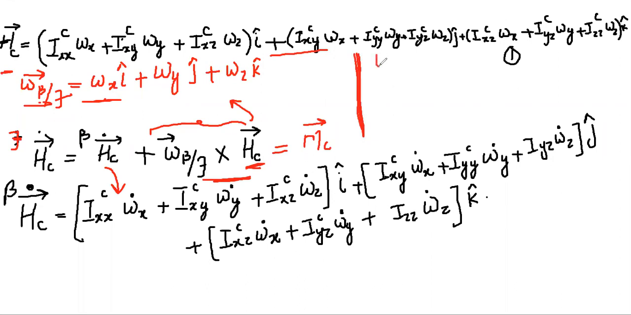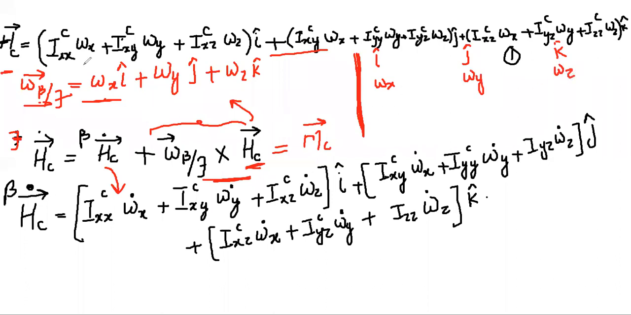You will write I cap, j cap at a little bit of distance, and then you will write k cap. Then you will write the components of omega, that is you will write omega x, then omega y, and finally omega z.